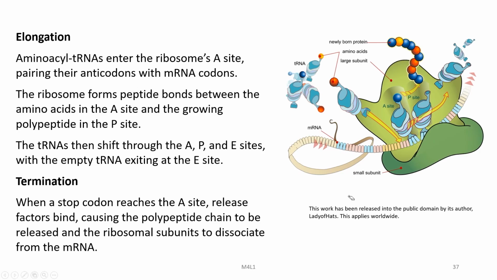The ribosome forms peptide bonds between the amino acids in the A site and the growing polypeptide in the P site. The tRNAs then shift through the A, P and E sites, with empty tRNA exiting at the E site. Then comes the termination step, when a stop codon reaches the A site.